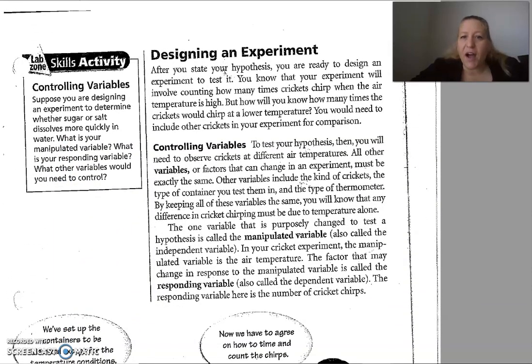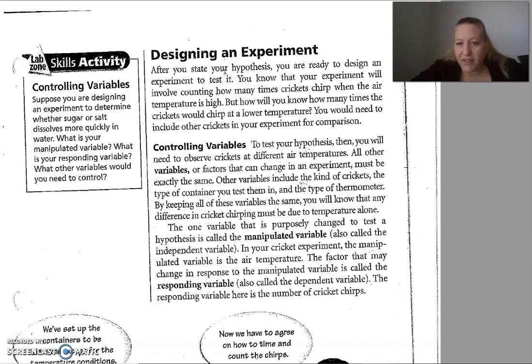After you state your hypothesis, you are ready to design an experiment to test it. You know that your experiment will involve counting how many times crickets chirp when the air temperature is high, but how will you know how many times the crickets would chirp at lower temperatures? You would need to include other crickets in your experiment for comparison. So we're going to have control variables when we're designing our experiment.